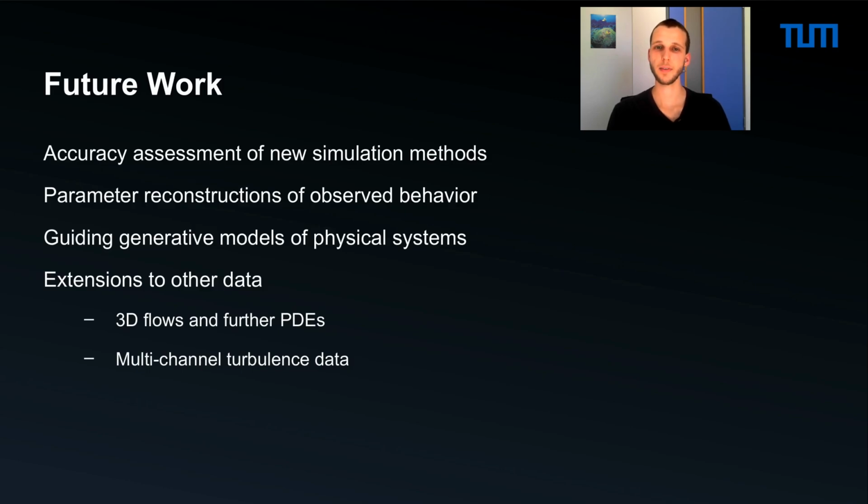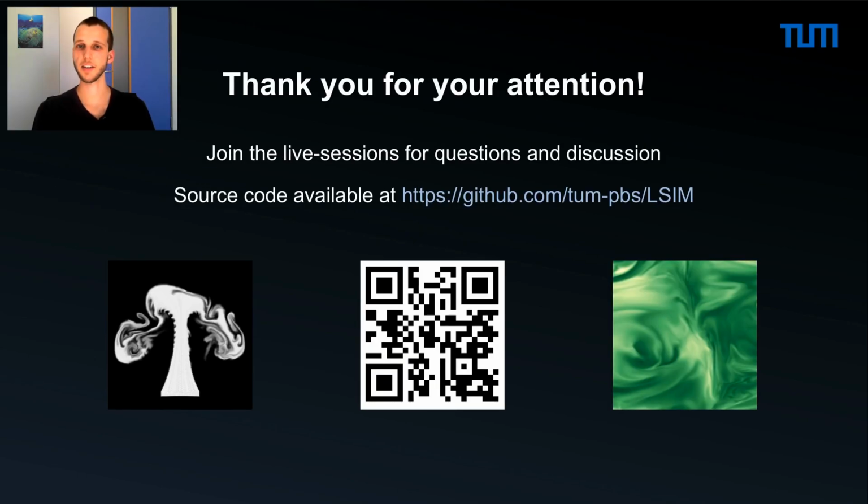In the future, our learned metric opens up the possibility to quite a few interesting research directions. First, we can more accurately assess the similarity of new simulation methods to determine their performance, or also parameter reconstructions or generative models of physical systems can benefit from an improved comparison. Furthermore, we would like to extend our data to 3 dimensions and also further PDEs. Finally, we would also like to introduce a multi-channel version, for example, for the velocity turbulence data that we saw in the end.